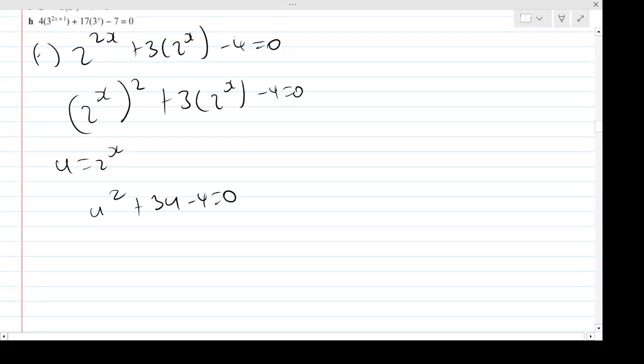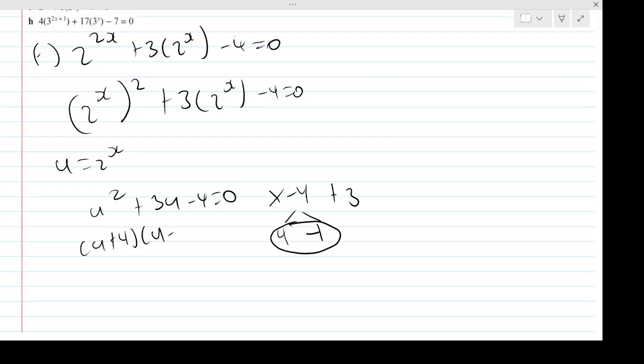Okay, so I can solve it. Does it factorise? So two numbers that multiply to get minus 4, add to get 3. 4 and 1. Yes, because 4 and minus 1 can be my factors, right? Because they multiply to get minus 4, add to get 3. So (u + 4)(u - 1) = 0. So u is minus 4 or u is equal to 1.